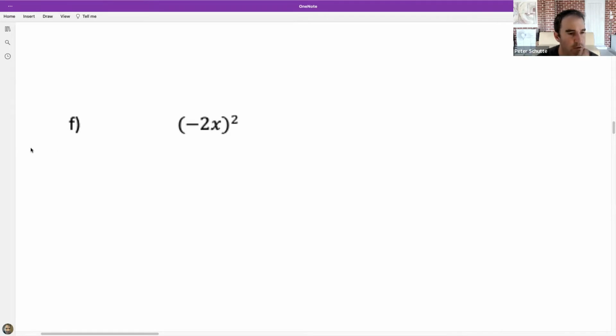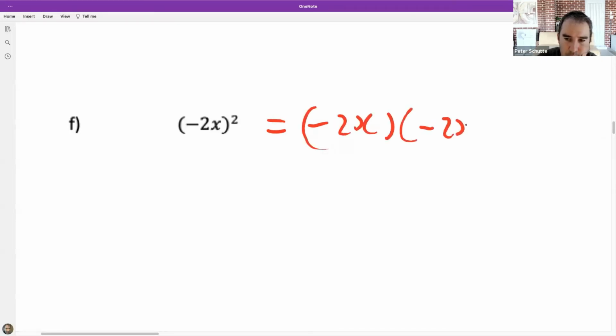Okay, I'm looking at all these names. So I think if I translated this, that might be helpful. Because doesn't squared just mean repeat whatever's below?